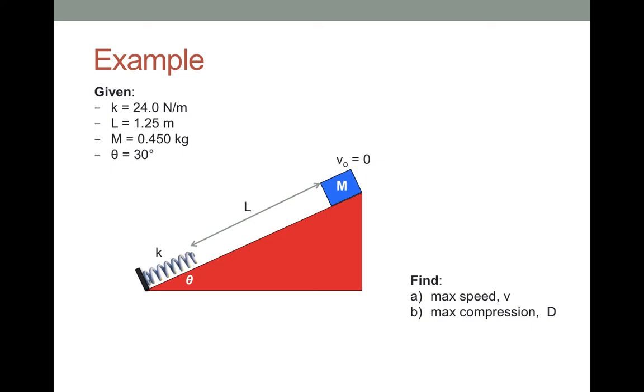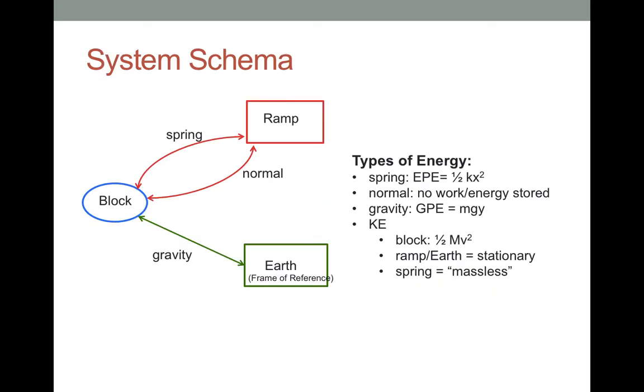So first thing we're going to do is take this system and draw a schematic diagram of it. The system consists of three basic pieces. We have the ramp, and the ramp has a spring on it. We have the block that will be moving, and then we also have the earth, which will be providing a gravitational force and also will be our frame of reference.